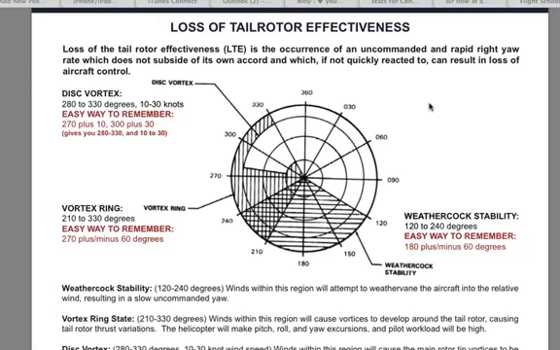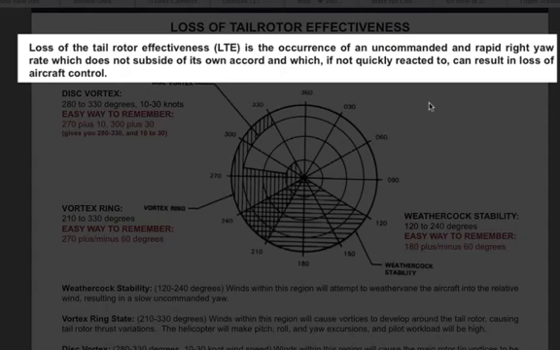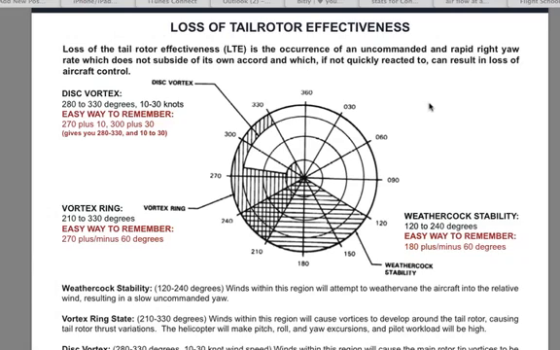So memorize this verbatim. Loss of tail rotor effectiveness is the occurrence of an uncommanded and rapid right yaw rate which does not subside of its own accord and which, if not quickly reacted to, can result in loss of aircraft control. Okay? Obviously, we've already talked about there's three different types: disk vortex, vortex ring state, and weathercock stability.